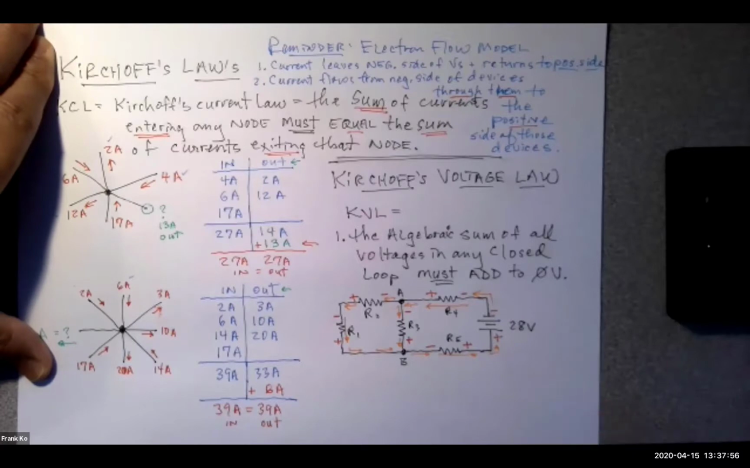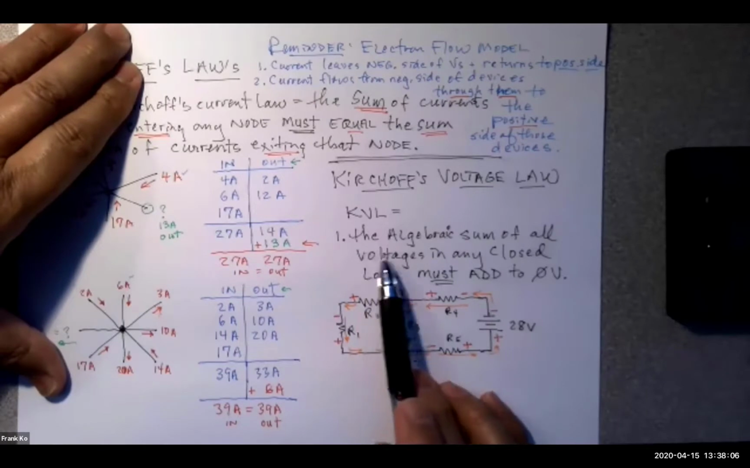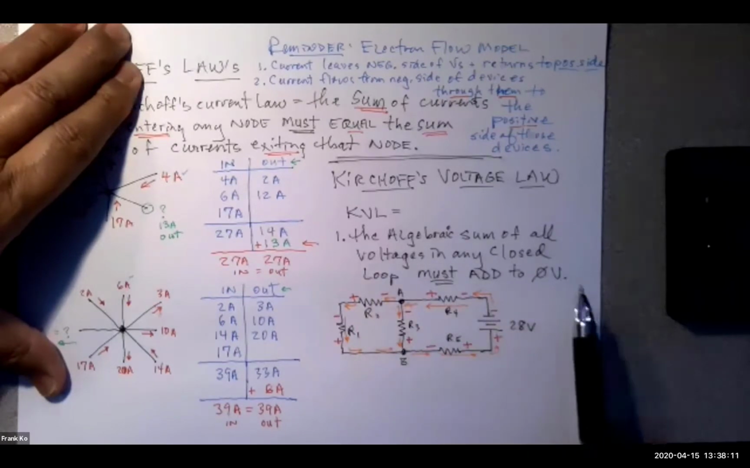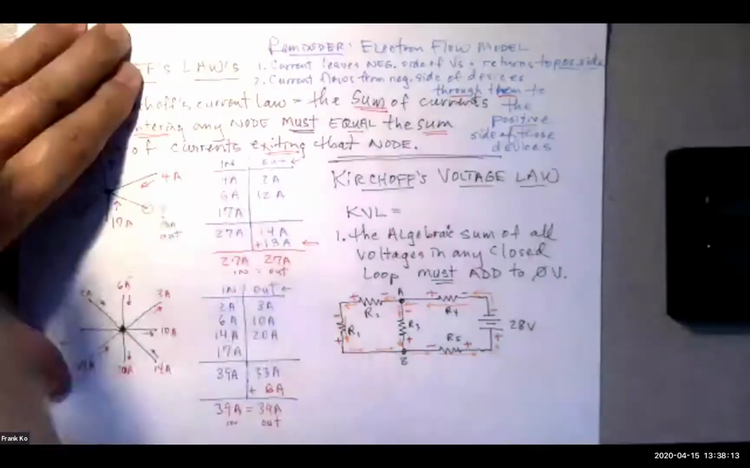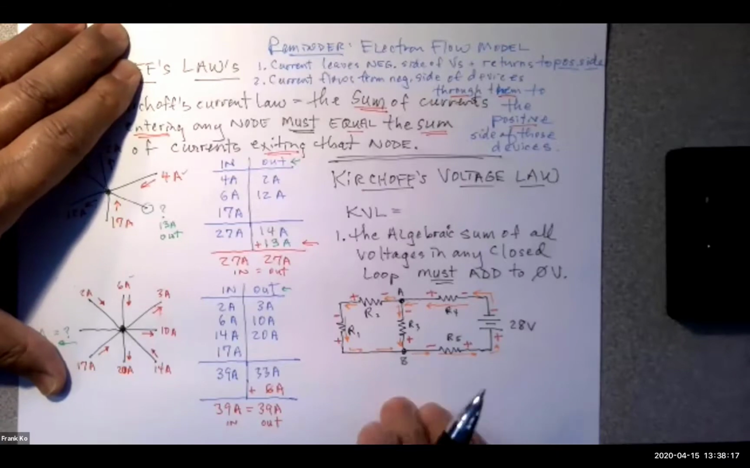Now, we've got most of the elements in place that will allow us to start looking at Kirchhoff's voltage law. On Kirchhoff's voltage law, the algebraic sum of all voltages in any closed loop must add to 0 volts. Well, let's go ahead and put in some voltages now. The voltages that we were able to determine last time.